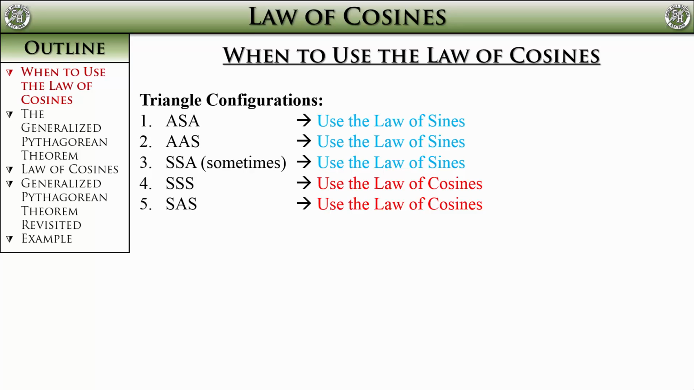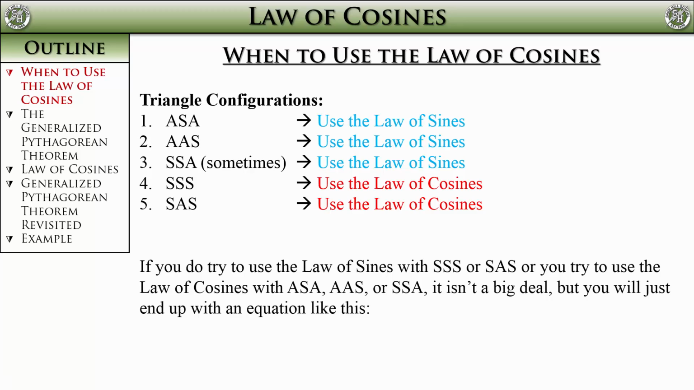And like I said in the law of sines video, there are 5 cases that mirror the 5 ways you can prove triangles congruent, with SSA a special case in both instances. Students will sometimes ask, what happens if you use the wrong one in the wrong instance? If you do try to use the law of sines with SSS or SAS, or you try to use the law of cosines with ASA, AAS, or SSA, it isn't a big deal.